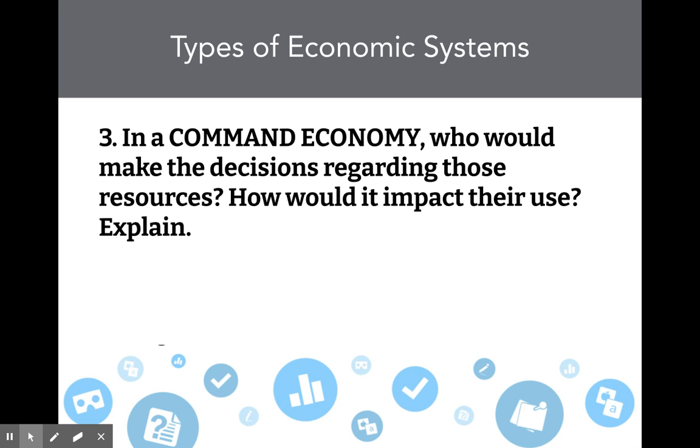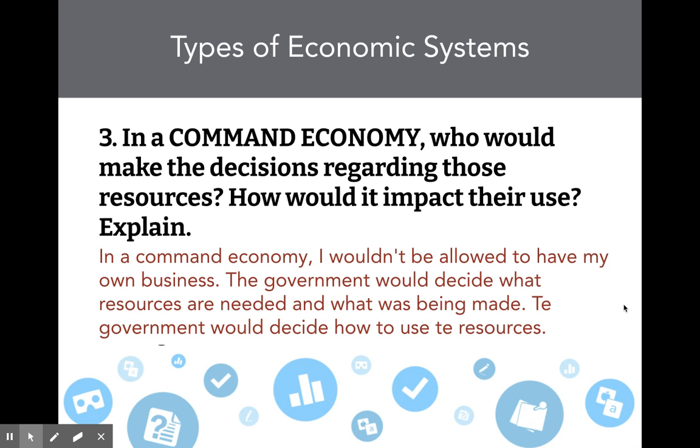All right, let's see. Here's what I put to answer this question. All right, in a command economy, I wouldn't be allowed to have my own business. So I will have no store that makes cute little rain booties and jackets and hats and umbrellas for kitty cats so they can go outside in the rain. The government would decide if those kind of products should be produced. The government would decide.